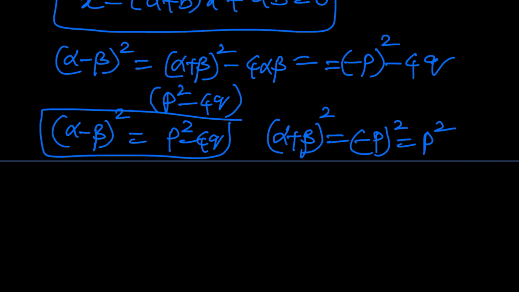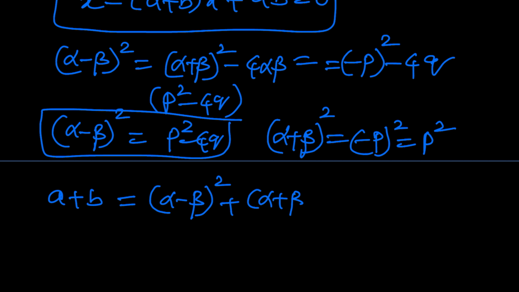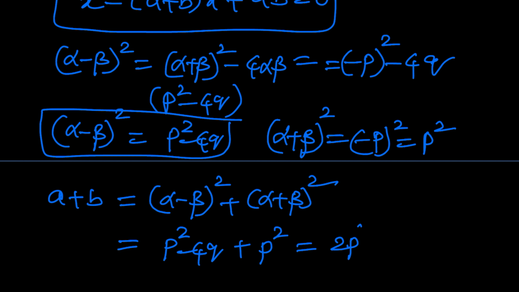Now we find out the sum of the roots a plus b equal to (alpha minus beta) whole square plus (alpha plus beta) whole square. It is equal to (alpha minus beta) whole square value, p square minus 4q, plus (alpha plus beta) whole square value, p square. P square plus p square, 2p square minus 4q.